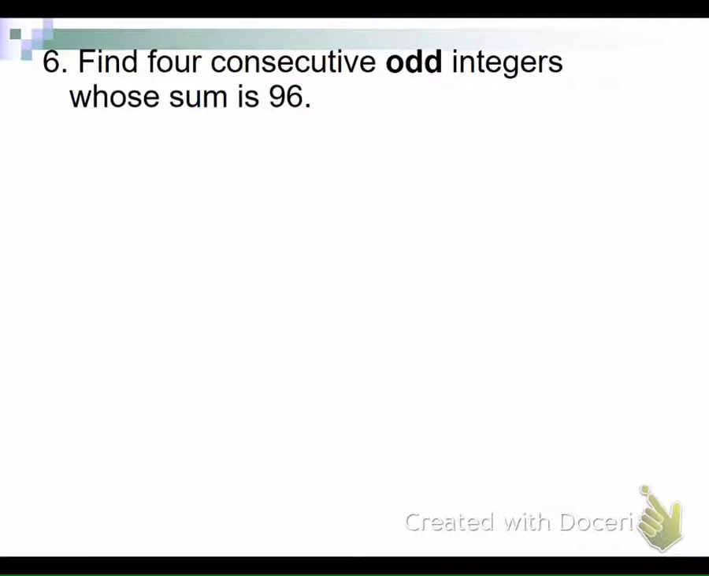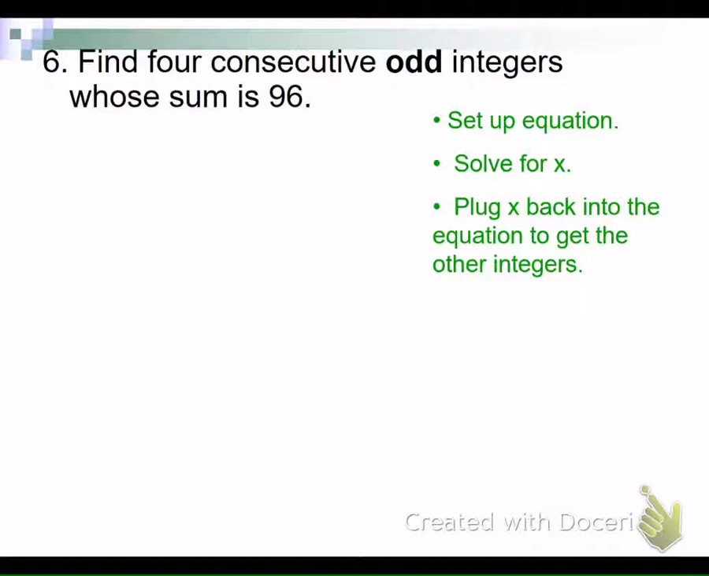All right, number 6. Find 4 consecutive odd integers whose sum is 96. Those are the steps we're going to follow. First, I need to set up my let statements. So I'm going to call the first integer x. X is always the first one.